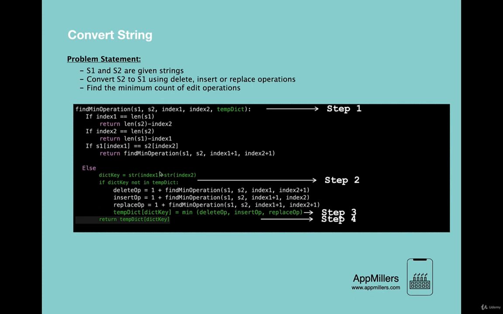Here you see that we are getting the key, so we are just concatenating index 1 and index 2. Then we are checking if this concatenation exists in this temporary dictionary or not. If it's not there, we are continuing with the recursive calls. If it is there, we are just returning it from here. This means that in the third step, if we have not calculated this subproblem, we are inserting the result of this subproblem into the temporary dictionary. As you see, we have set the key and the minimum operation from these 3 operations. Now in the last step, we are returning the value of this key from the dictionary. If we have calculated it, we are returning it from here.